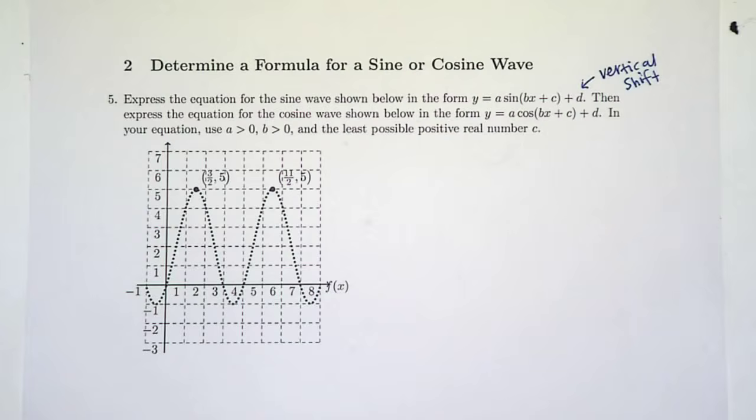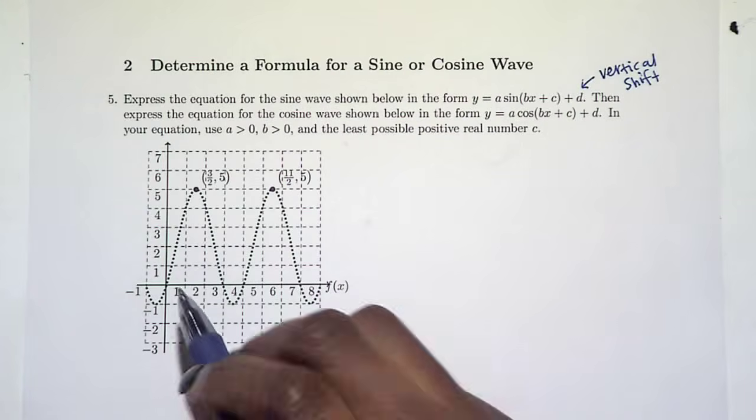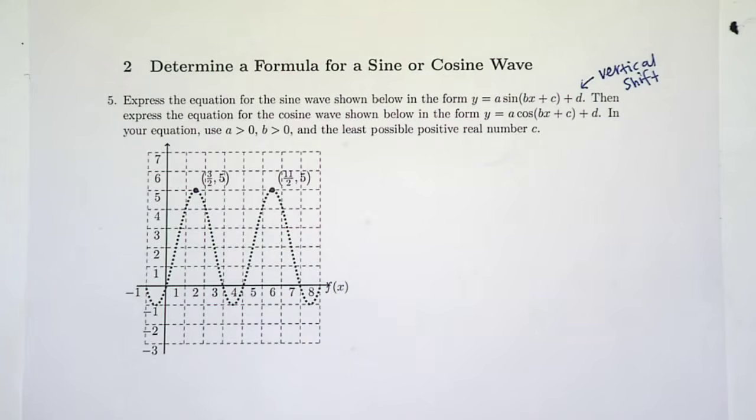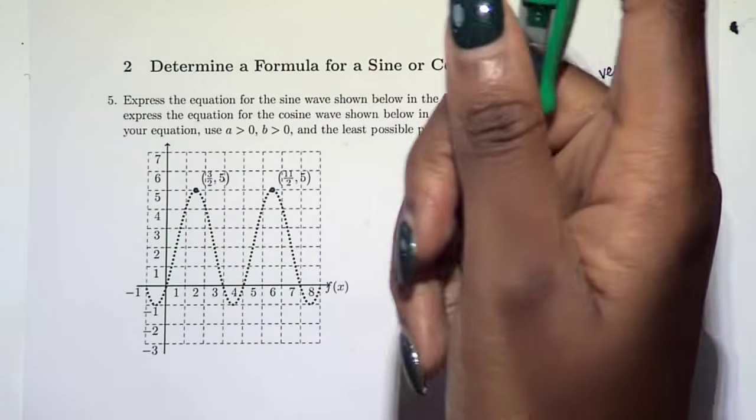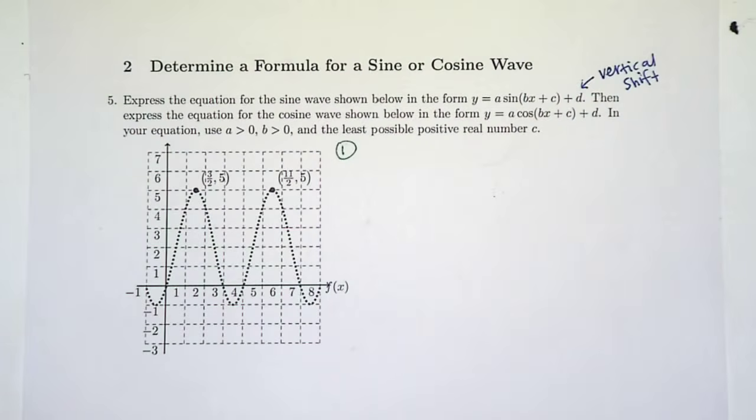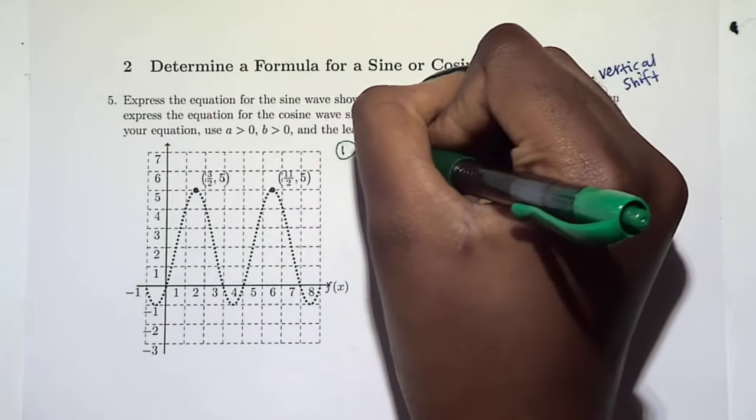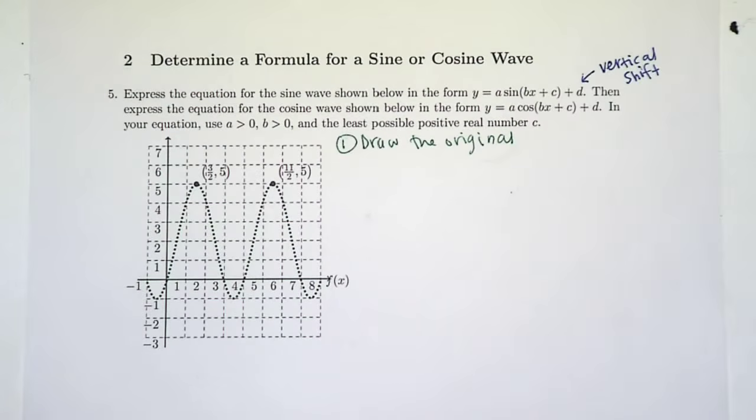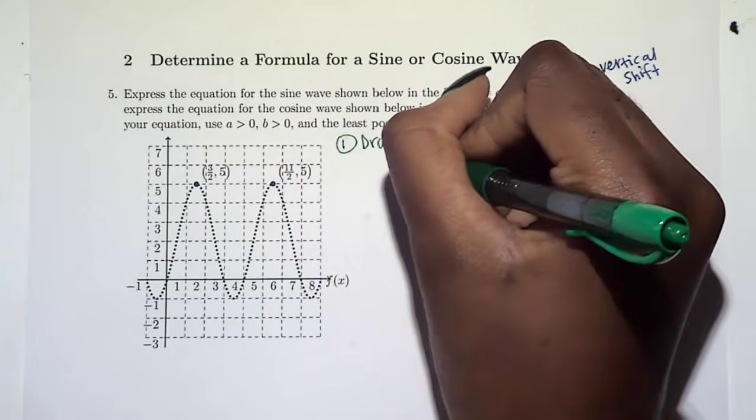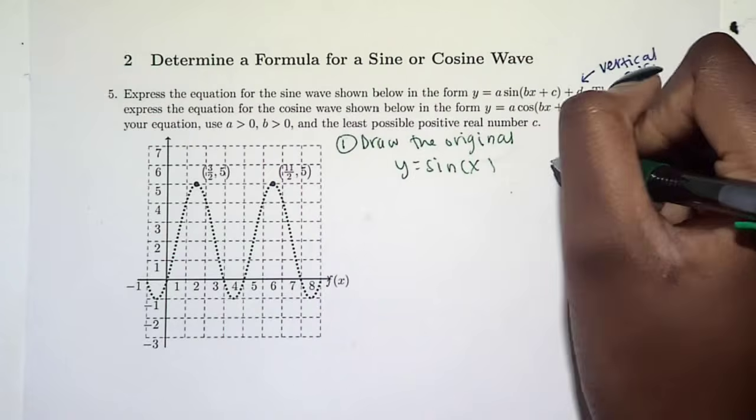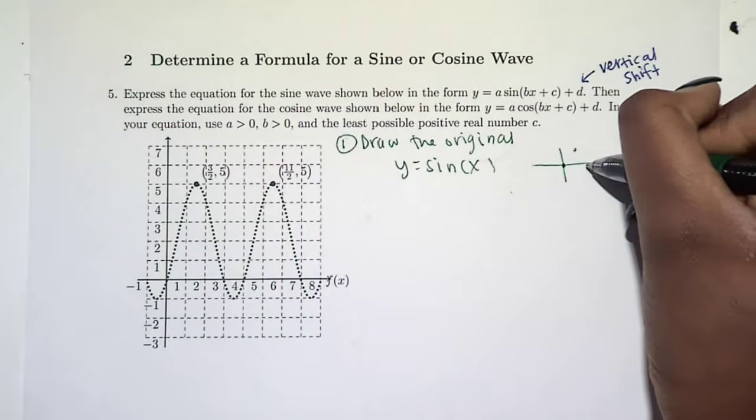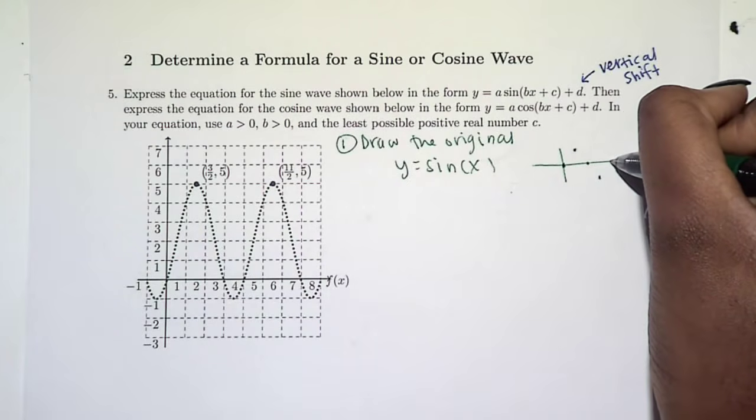Okay, so let's talk about the process we use to go from just a graph of a sine curve and then coming up with its formula. So the first thing that I want us to do is to draw one cycle of the original, just so you have something to compare it to. So basically figuring out what the parent function is. Well, we're given that it's sine, so y equals sine of x, and then just drawing out what one cycle looks like. So remember, it's always 0, 1, 0, -1, and 0.